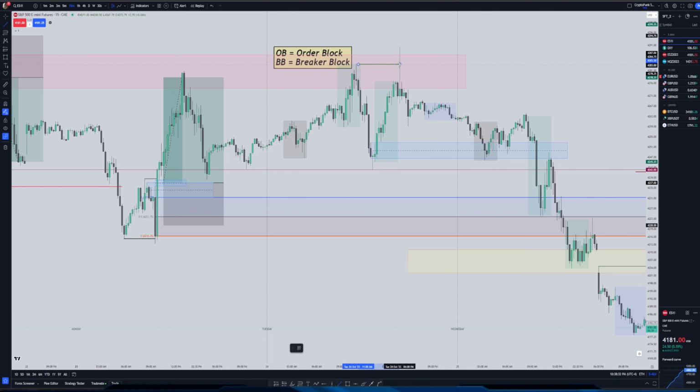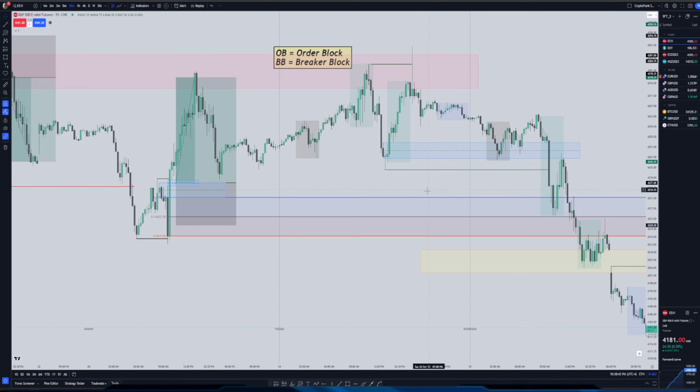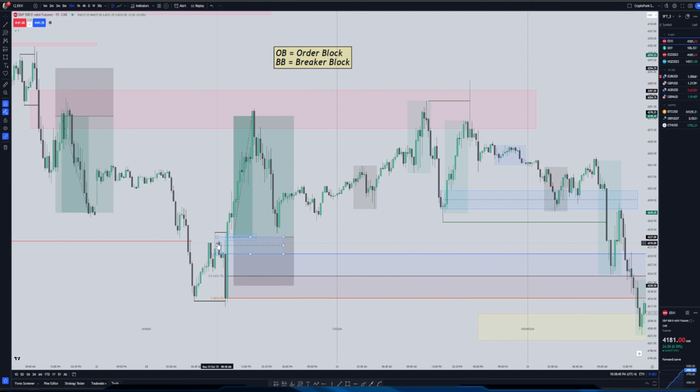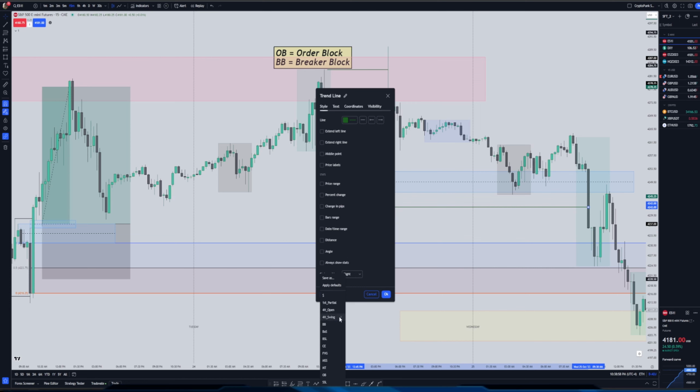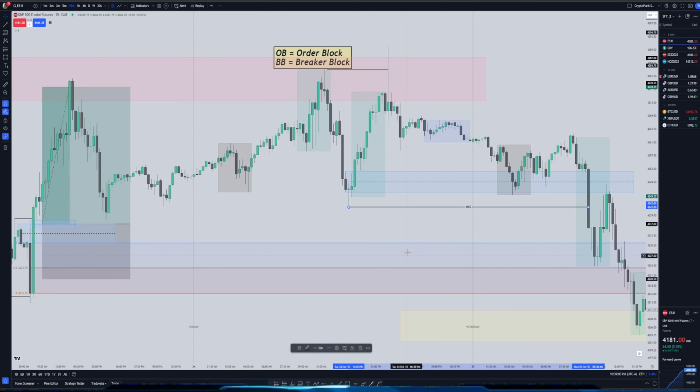This is my liquidity grab, this is my market structure shift. Let's just remove this one. So I gave you an example of bullish on the Bitcoin, and here as well the bullish breaker block, this one, and the bearish is the last or lowest down close candle. So that's your bearish breaker block. Market structure shift happened right here.